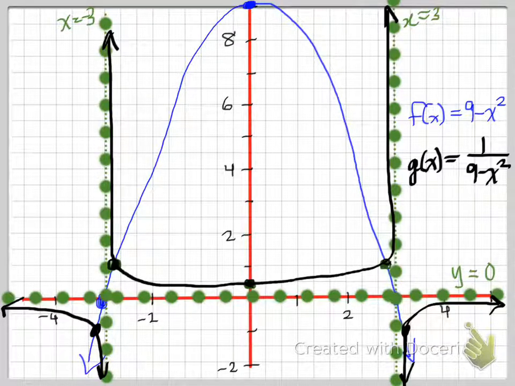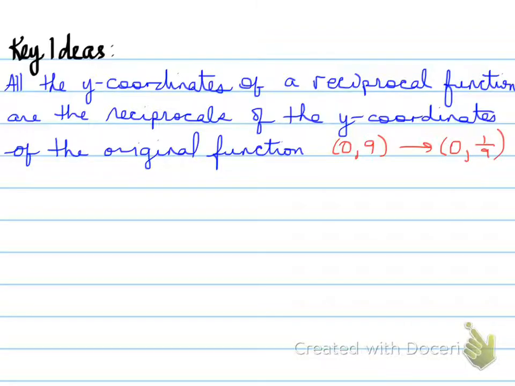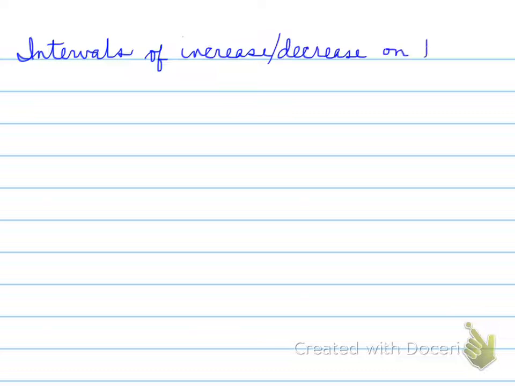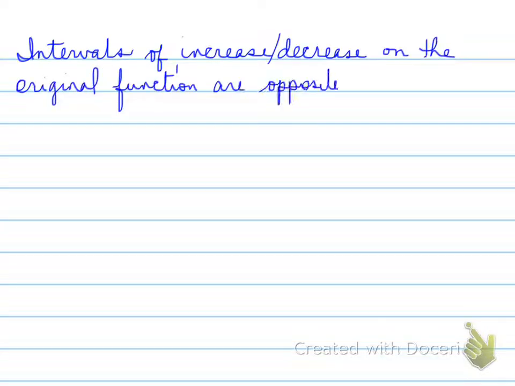Let's go to the general screen again. So again, a reciprocal function has the same positive, negative intervals as the original function. Let's move forwards to the next part. Intervals of increase or decrease on the reciprocal function are opposite from the original function. All right? So they're going to be opposite each other.